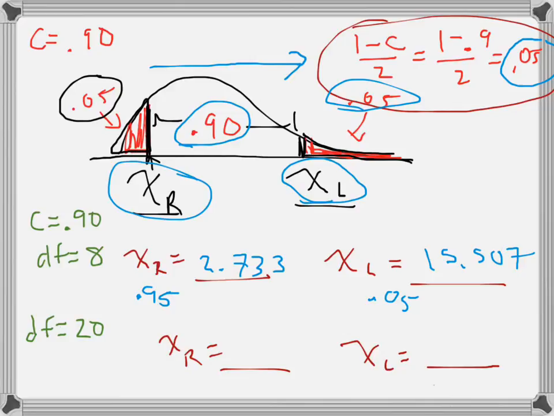Okay, so for 20 degrees of freedom, and still at a 90% confidence level, I should have 5% to the right, and if I line up 20, I got 31.410. And how about on the left side? Good, I got 10.851, and again, I used 0.95.